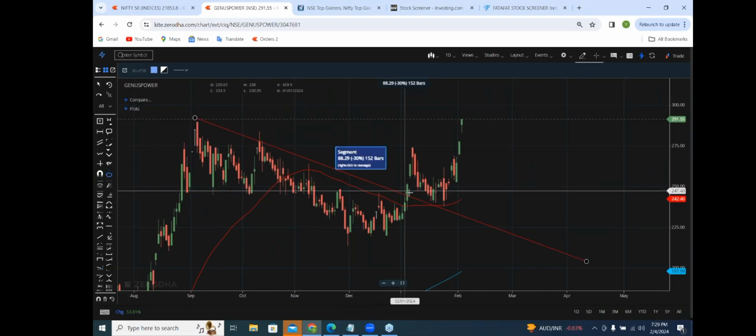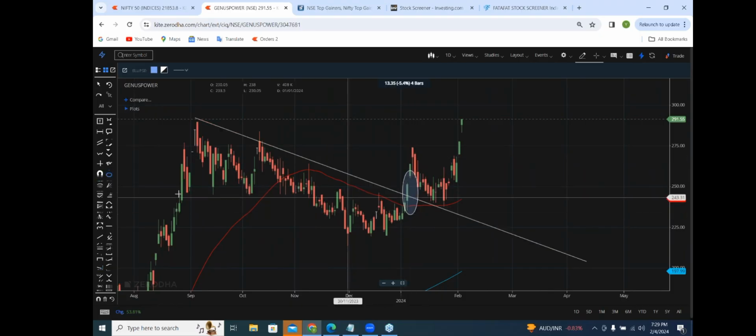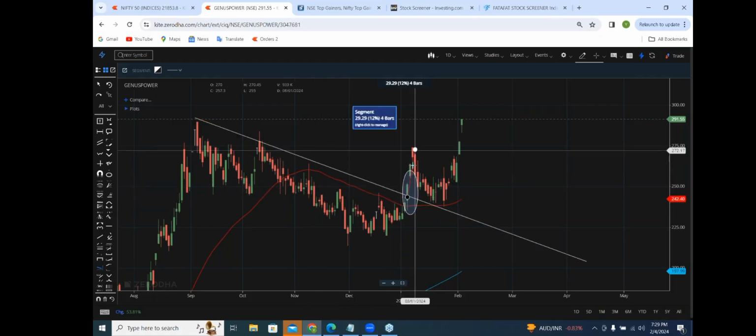Because the candle closed above the bearish trend line. Okay. So there was a breakout, and if you had taken an entry, you would have got your 10%. So definitely it would have addressed your target of 10%.